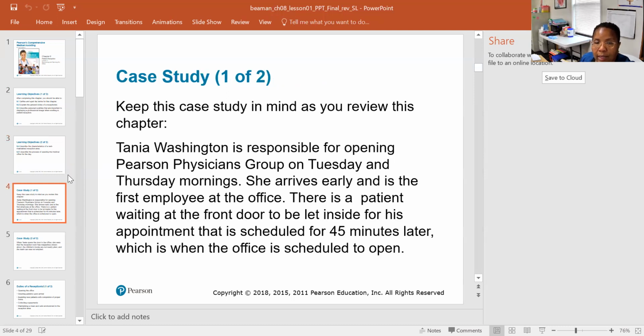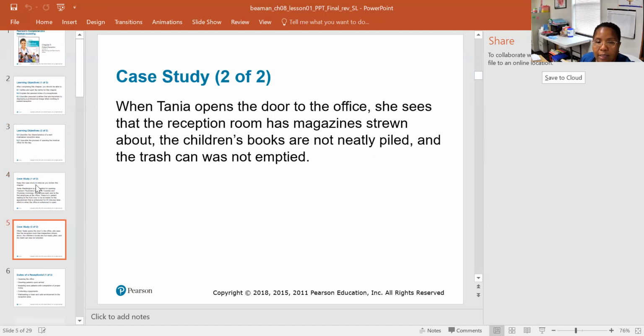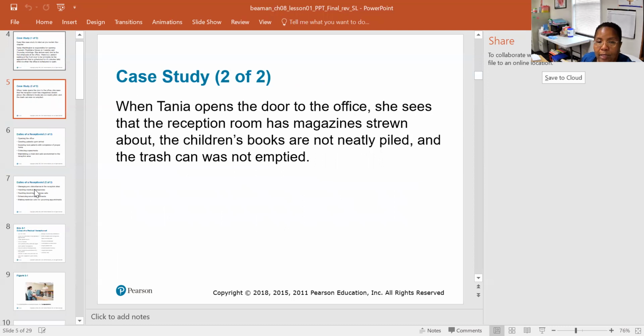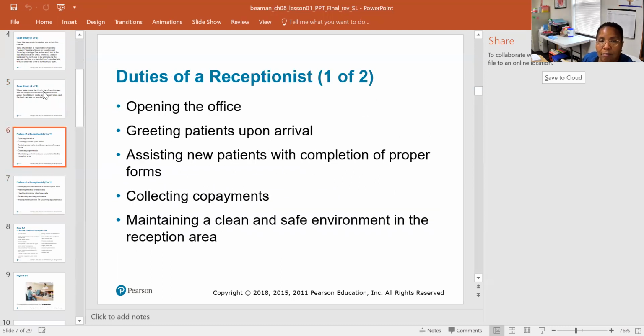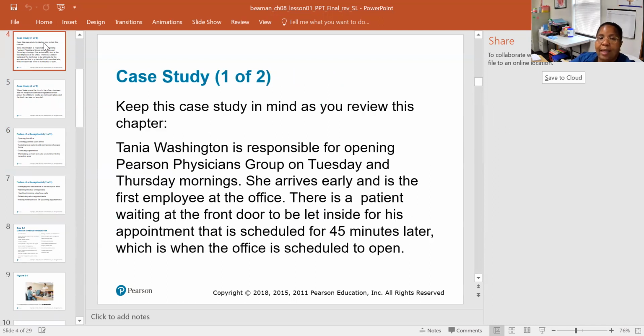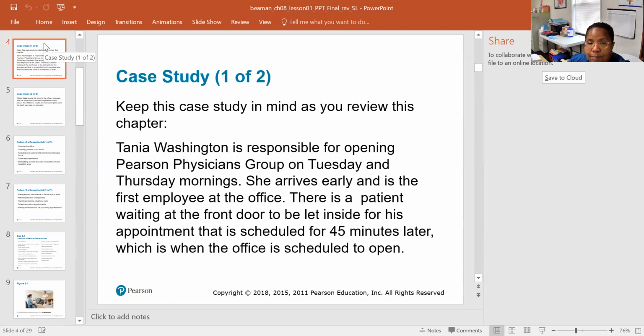Okay, let's do the case study. It says, keep this case study in mind as you review this chapter. Y'all, it's in the beginning of your chapter. I need y'all to look at this case study.